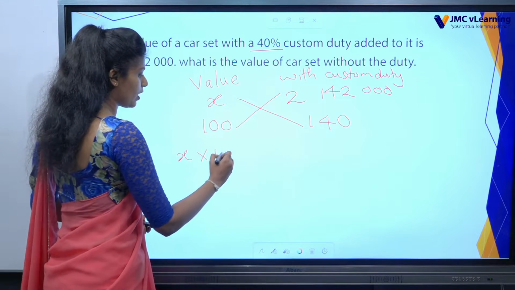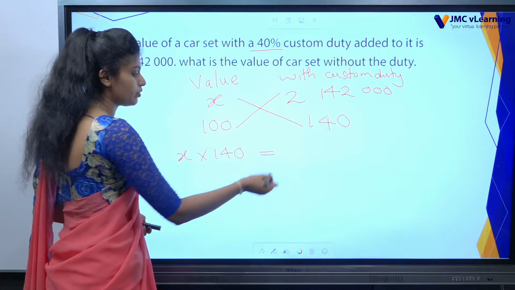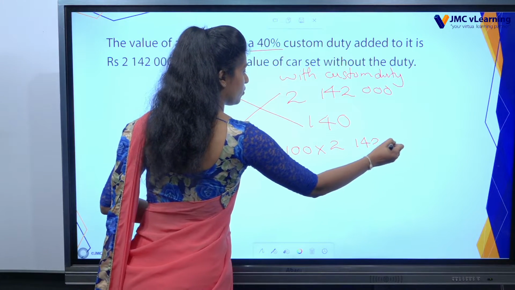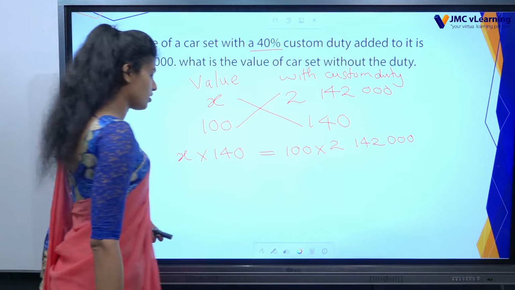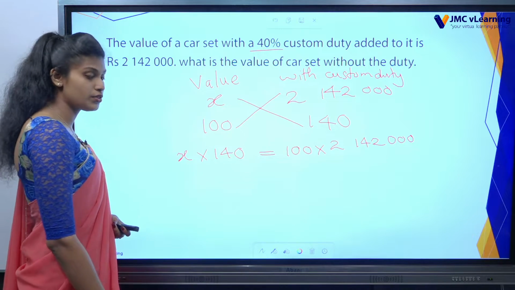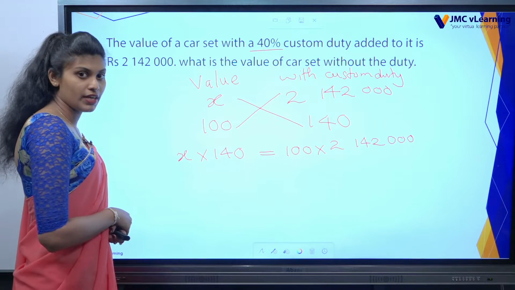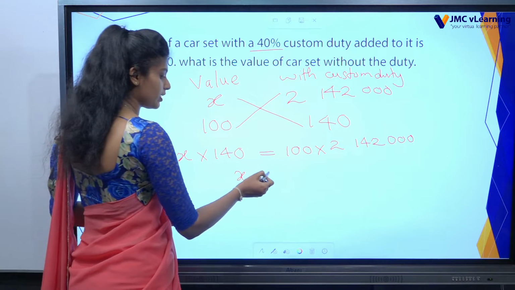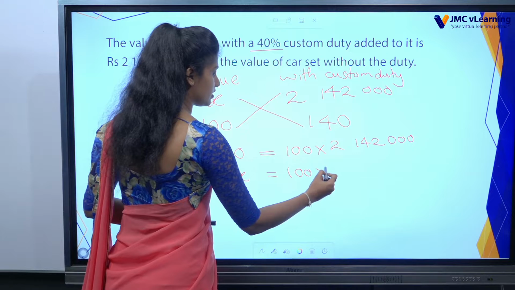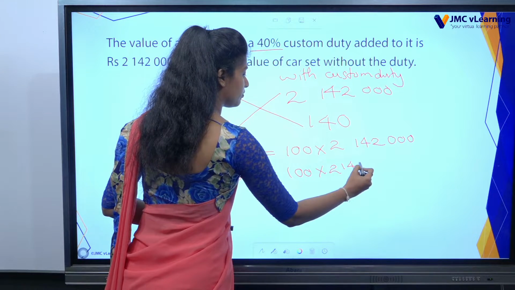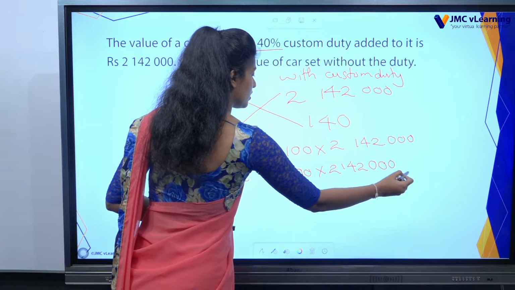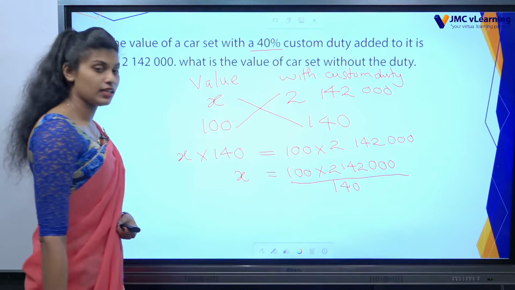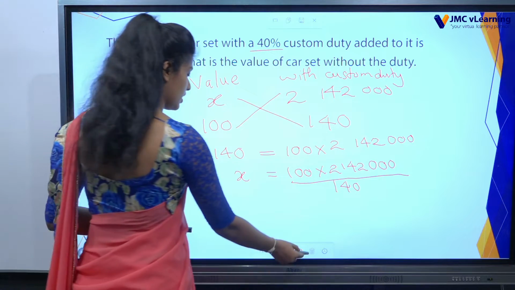X into 140 is equal to 100 into 2,142,000. To find X, what do you have to do? On both sides you have to divide by 140. Let's take X as the subject, then X equals 100 into 2,142,000 over 140. Then this one you have to simplify.